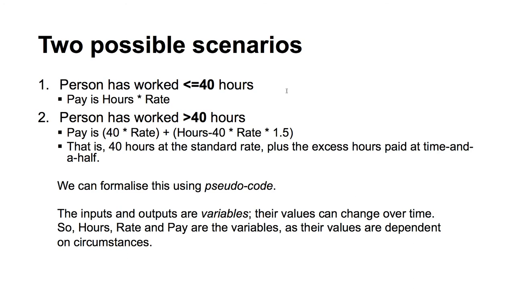However, in the second category, we need to calculate two components to their pay. The standard pay, that is the 40 hours at the standard rate, but then they get the excess hours that are costed at time and a half. So we calculate the excess hours by subtracting 40 from their hours. So if they'd worked 50 hours, we'd get 10 hours, for example, and then multiply this by their hourly rate multiplied by 1.5 to give the overtime.